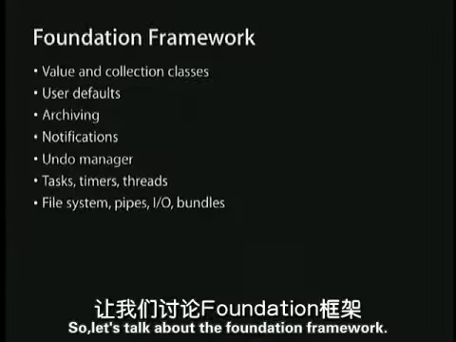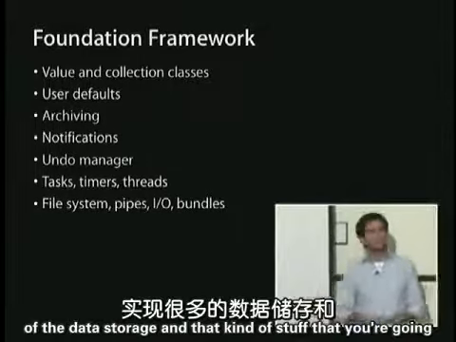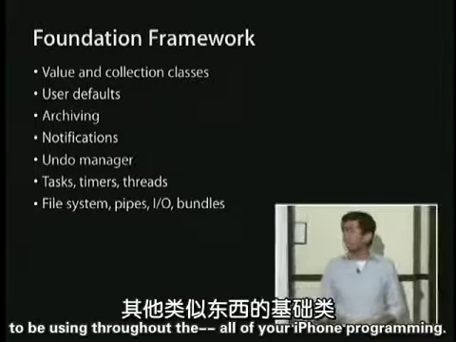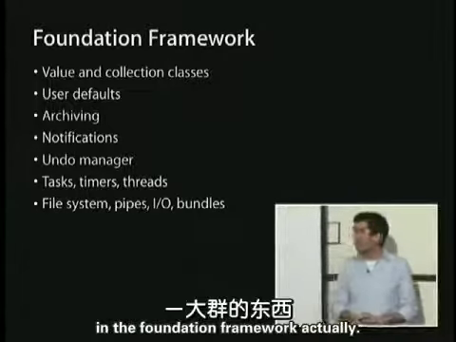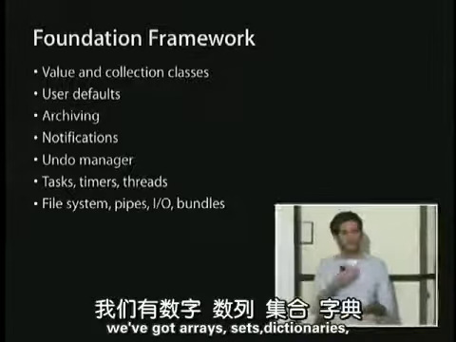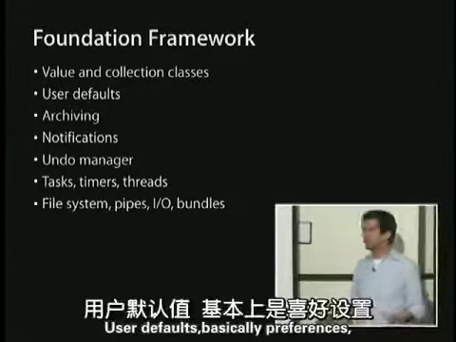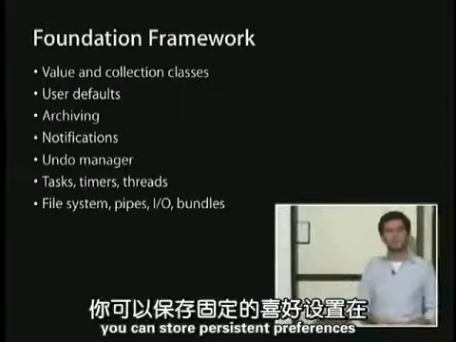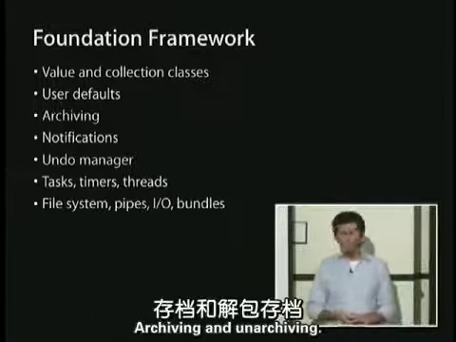So let's talk about the Foundation framework. These are the base objects that implement a lot of the data storage and that kind of stuff that you're going to be using throughout all of your iPhone programming. So there's a whole bunch of things that are defined in the Foundation framework, actually. We've got value and collection classes. We've got numbers. We've got arrays, sets, dictionaries, all that kind of stuff. User defaults, basically preferences. You can store persistent preferences that get saved out to disk for you.